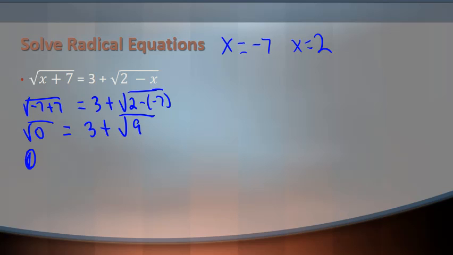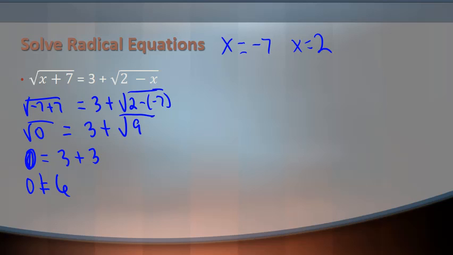Well, square root of 0 is 0. And then we got 3 plus the square root of 9. Well, the square root of 9 is 3. And 0 does not equal 6. So it appears that negative 7 is not a solution.